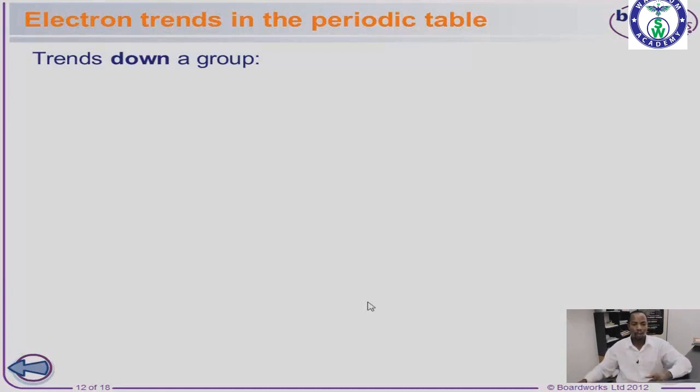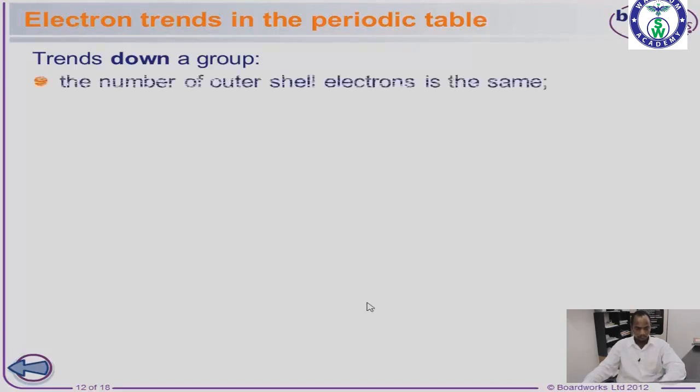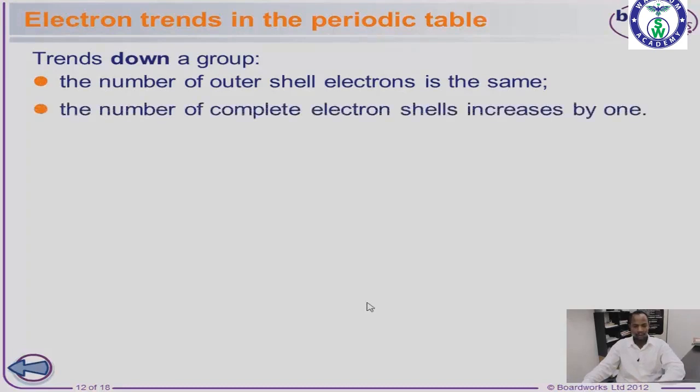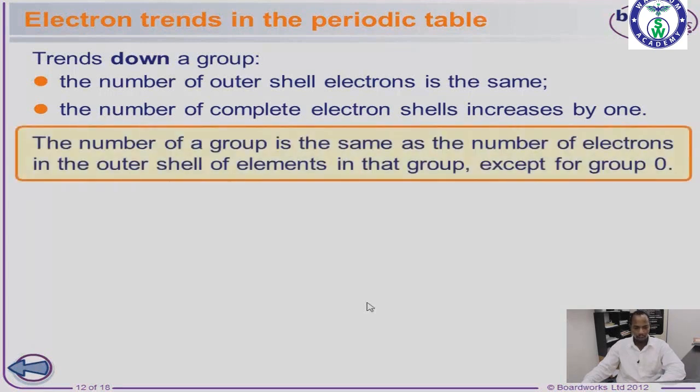Let's take a look at trends down a group in the periodic table. The number of outer shell electrons is the same as you go down the group. The number of complete electron shells increases by 1 as you go down the group. And the number of a group is the same as the number of electrons in the outer shell of elements in the group, except for group 0 or group 8.